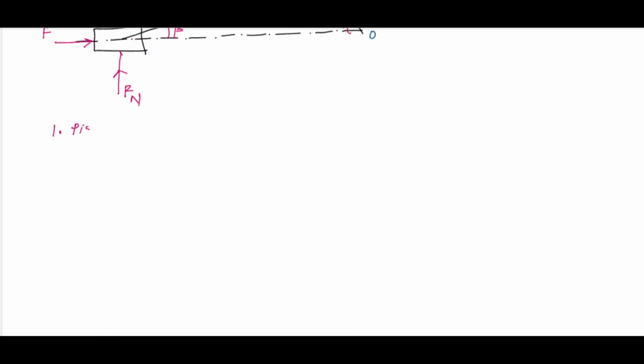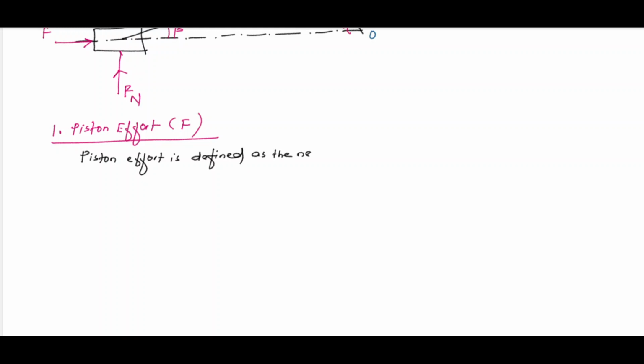Now, in this process, let us first find out the piston effort. First force is piston effort, denoted by symbol capital F. Now this piston effort is defined as the net force applied on the piston.